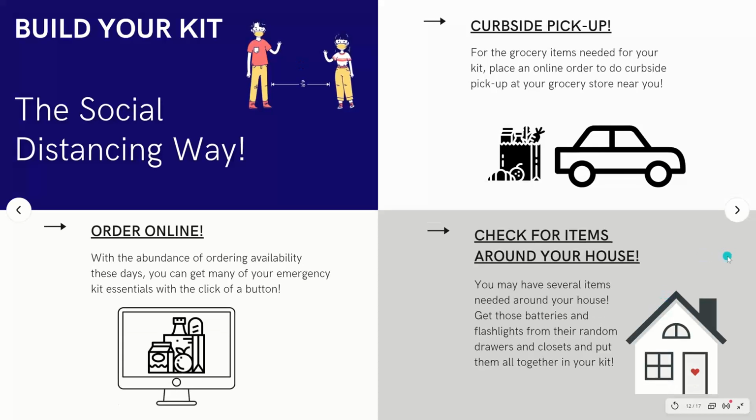So a few ways to build your kit without having to go into the store. You can always do curbside pickup for your groceries. Most of our grocery stores are doing the curbside now, so those food and canned good items and jugs of water you need, just order them if you're able to. You can also order online. You can order fully built kits and first aid kits and the tools you might want to put in your kit. And then also check around your house for these items. It's likely that you have flashlights and batteries and candles all in random drawers or cabinets. Grab those and get them together, put them in your kit, and have them ready to go.